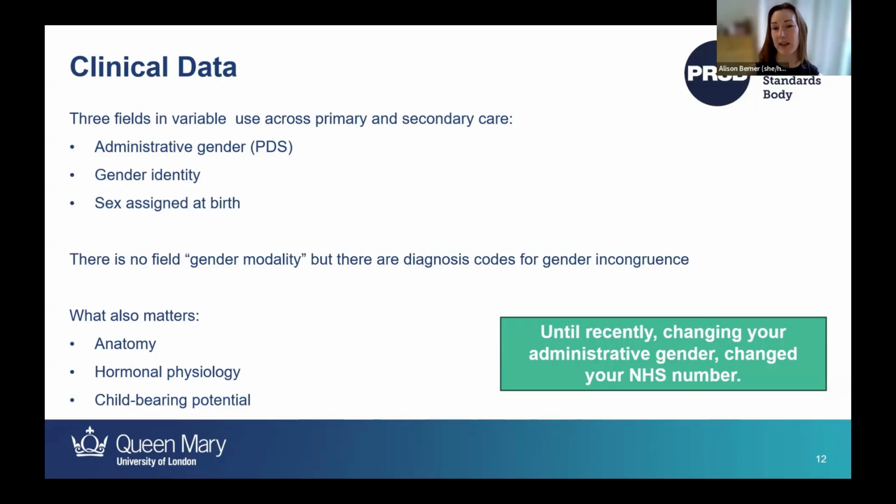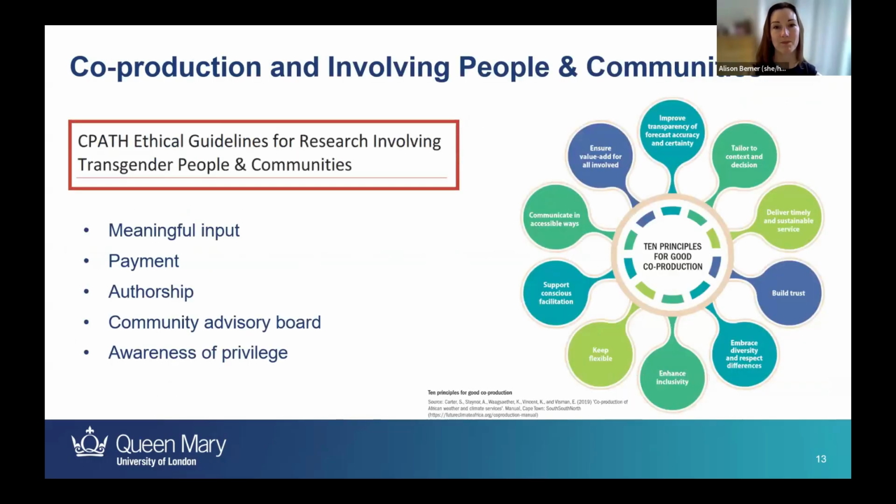But what we don't always have are the actual individual characteristics that matter for our research questions, like information on anatomy, hormonal physiology, or perhaps childbearing potential, which might have that safety relevance. And to top it all, until recently, if you changed your administrative gender so that your GP and the health system would gender you correctly, this changed your NHS number. So some of the data that we need is unlinked. These are things that we need to be aware of in the data that we have now, but be really pushing in terms of policy to overcome.